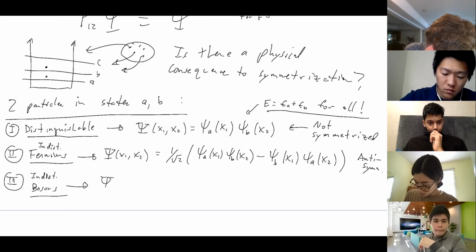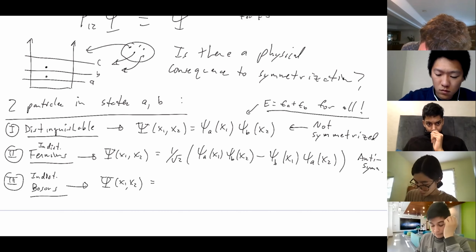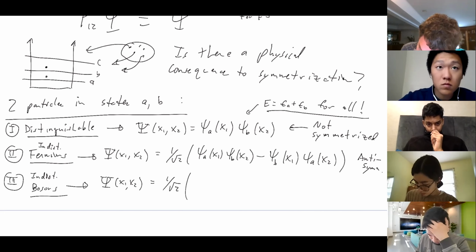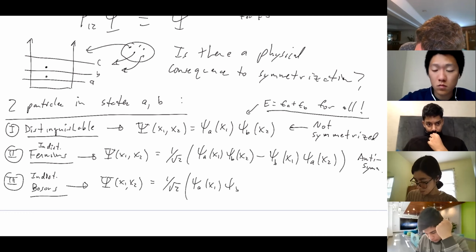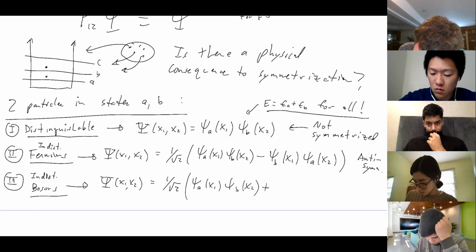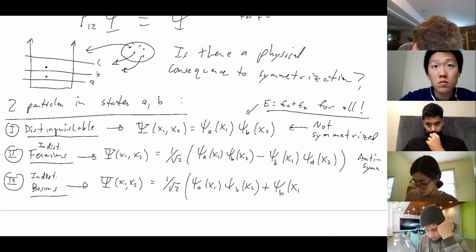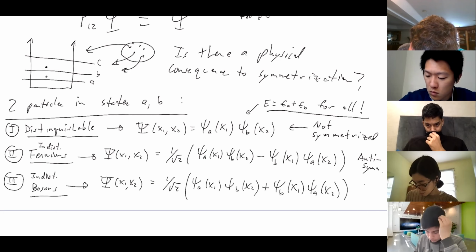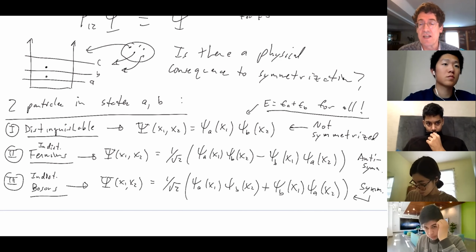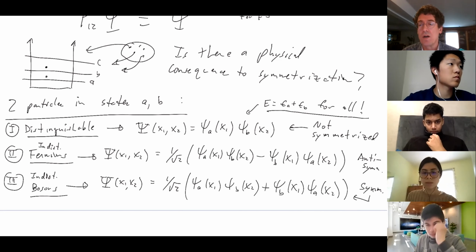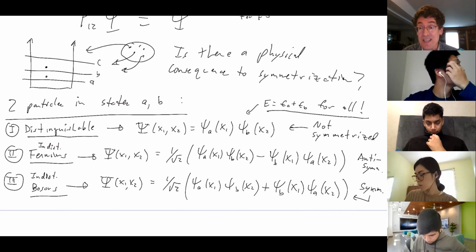And so now let's consider this, x1, x2. And now for bosons, it'll be 1 over square root of 2, and that's going to be the same, except for a slight difference: psi B x2 plus psi B x1 psi A x2, because now it's symmetric. What is the energy of this bosonic many-body wave function that I just wrote? Still the same.